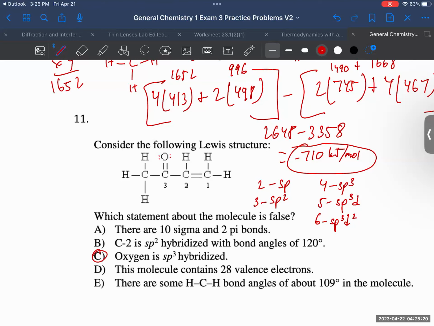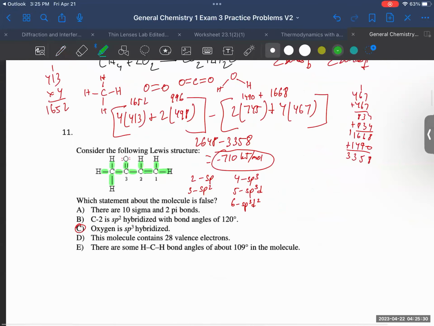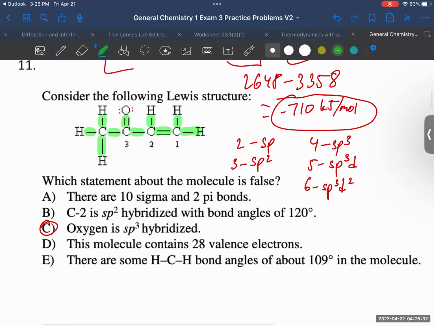Are there 10 sigma and 2 pi bonds? Yes, there are definitely 2 pi bonds. And sigma bonds, let's see, 1, 2, 3, 4, 5, 6, 7, 8, 9, 10. Yeah, 10. C2 is sp2 hybridized. Yep, bond angle of 120 degrees, because what geometry is it? Trigonal planar.